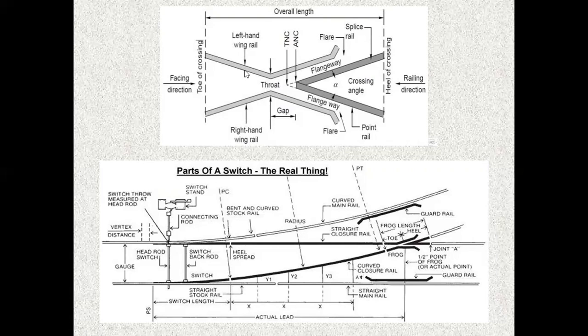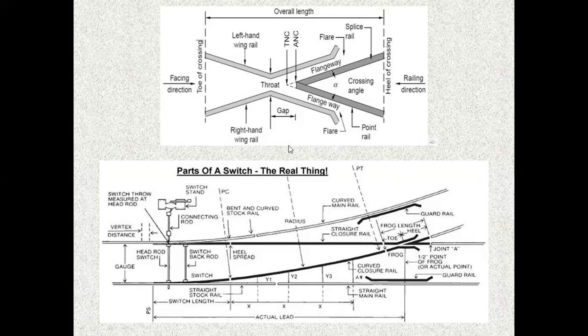Here is the left hand wing rail, in which you can observe the frog length. Here it has been enlarged, and this is the toe of the crossing. This is the facing direction of the locomotive, and this is the direction of the rail, the head of the crossing. This is the flare gap, and this is the splice rail. This is the splice rail here, and this is the flange way.